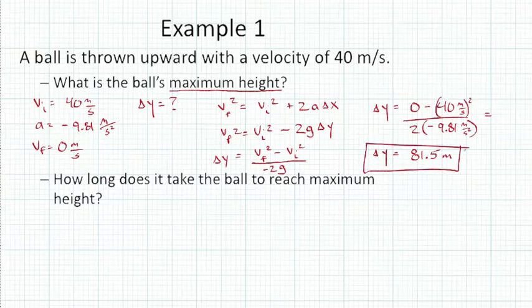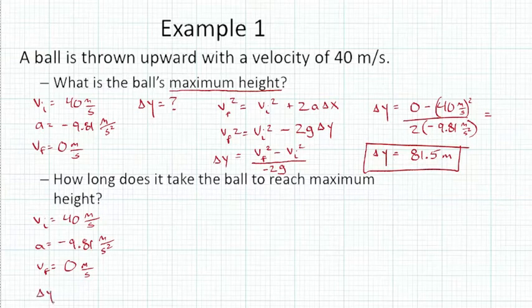All right, now let's ask ourselves, how long does it take the ball to reach the maximum height? Well, again, to exercise good practice, I'm going to be writing down all my knowns. So my initial velocity is 40 meters per second. My acceleration is negative 9.81 meters per second squared. My final velocity, that is my VF, is going to be 0 because we're talking about the maximum height, so it's going to be 0 meters per second right here. And I'm also going to write down what I just calculated, that is my change in the y component, or my change in displacement. That's 81.5 meters.